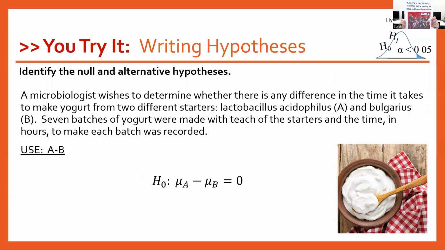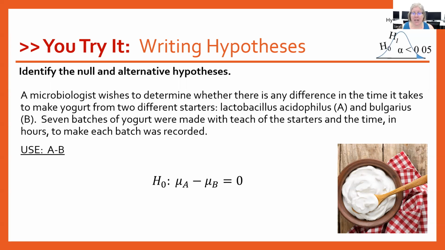All right. A microbiologist wishes to determine whether there is any difference in the time it takes to make yogurt from two different starters, Lactobacillus acidophilus, which we'll call A for short, and Bulgaricus with B for short. 7 batches of yogurt were made with each of the starters, and the time in hours to make each batch was recorded. So my null hypothesis is mu A minus mu B equals 0. So those two means are the same.